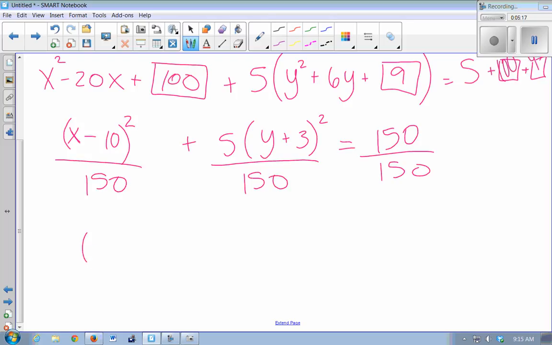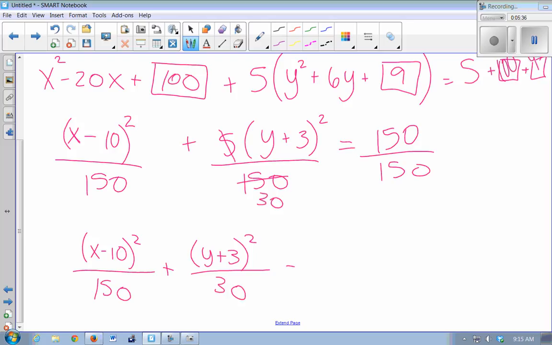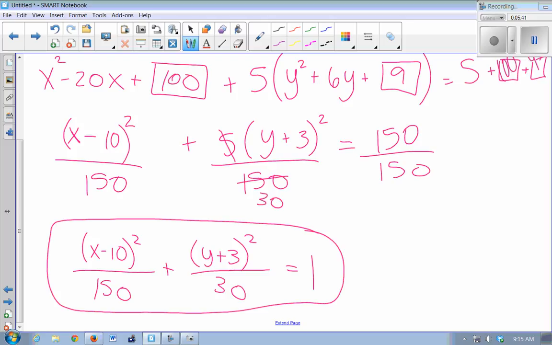Okay, so I have (x minus 10) squared over 150 plus (y plus 3) squared over 150 divided by 5, and 150 reduces. 5 goes into 5 once, and it goes into 150 30 times. So I have (y plus 3) squared over 30 equals 1. Now this is in the standard form of an ellipse, and I can say that the center of my ellipse is at (10, negative 3), right?